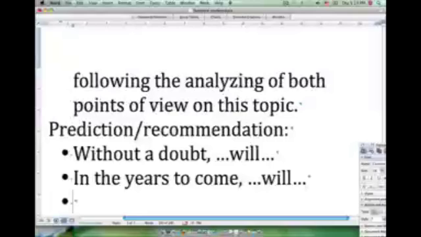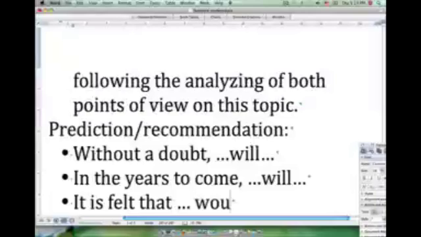A recommendation, we might say something like, it is felt that, and then whatever, would be best to. So if we're talking about a certain topic and we think that this, or a certain individual, or a certain group, or a certain theory, so it is felt that this person or this group would be best to, and then whatever our recommendation is. So it would be best to quit doing what they're doing, or would be best to start doing this new idea.